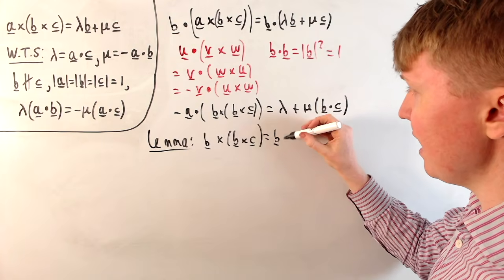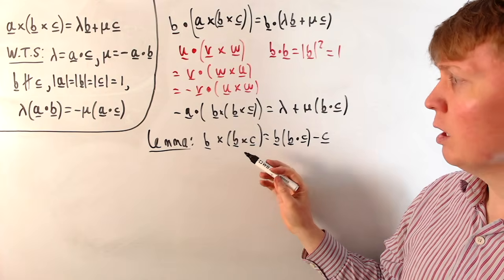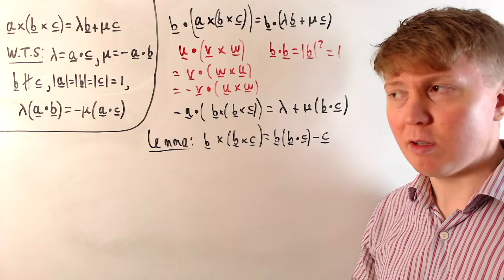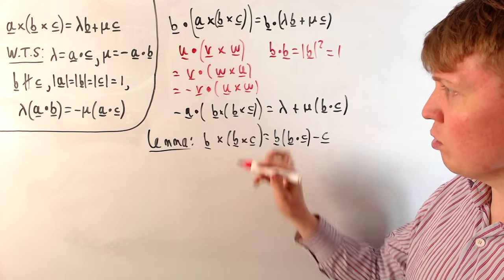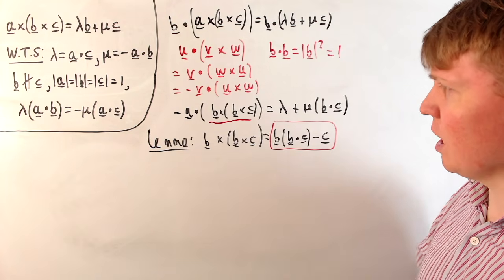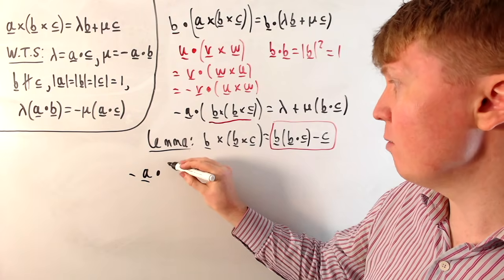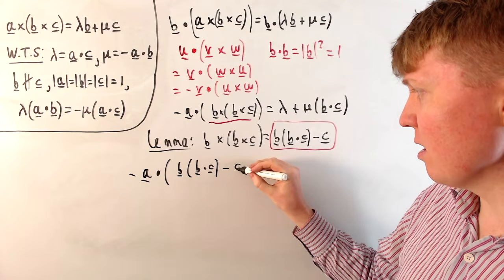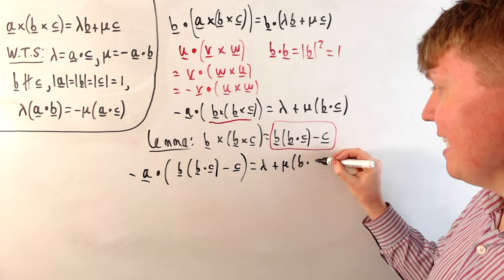So you'd have B times B dot C minus C times B dot B. But of course B dot B is just 1 as we've seen before, because we're only interested in working with unit vectors. So if we can show that this lemma is true, then this will allow us to substitute in place of B cross C, we'll be able to substitute in this right hand side. So we'll just see where this takes us now. So assuming this lemma is actually true, we've got negative A dot B times B dot C minus the C vector, and this is equal to lambda plus mu times B dot C.